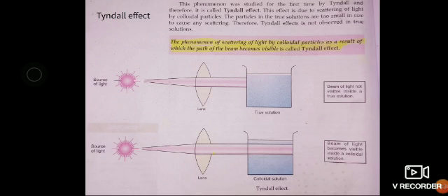In the first figure, we can see a true solution in which the size of the particles is very small, and due to the small particles there is no scattering of light in it. That's why the path is invisible in the true solution, whereas in the colloidal solution, due to the motion of the colloidal particles, the light collides and is scattered by them, due to which the path becomes visible in the colloidal solution.